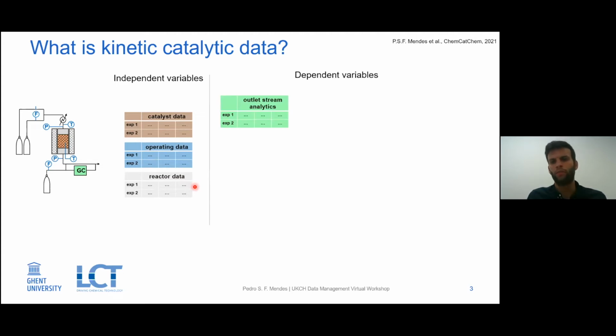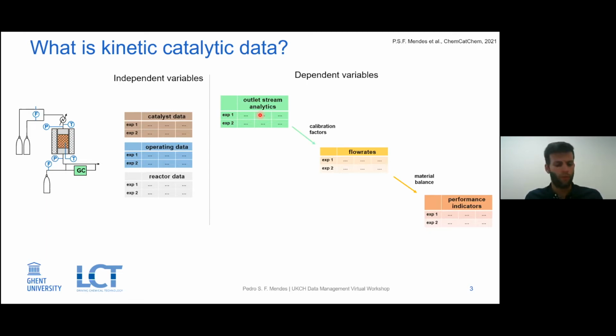On what you'll measure, this is typically the outlet stream or the product stream of the reactor, and this is based on one or a few analytical methods. This we typically convert to flow rates, concentrations, compositions, to better understand what happened in the reactor, and finally, mostly based on the material balance, you'll be able to calculate a few performance indicators. So this is what kinetic catalytic data is, and that's what we'll be working with today.